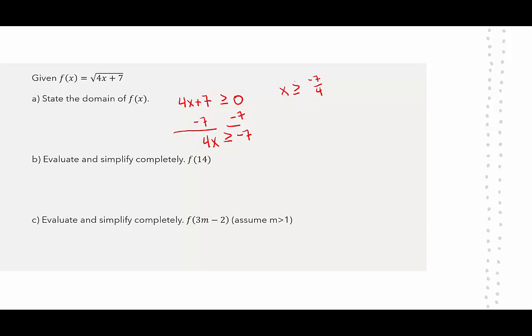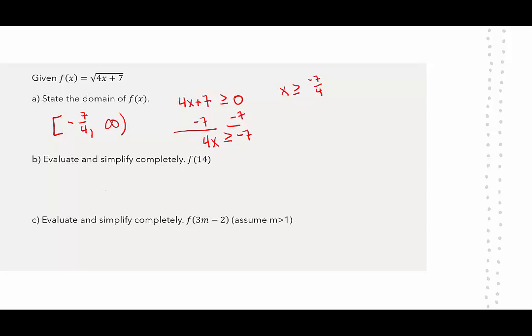We're looking at all of the numbers that are greater than or equal to negative 7/4. So that means I'm going to use a bracket to say we're going to include the endpoint being negative 7 over 4, and then it's all of the numbers bigger than negative 7 over 4, so we just say to infinity. Since infinity itself is not a real number, we close it with a parenthesis, and that's the domain for f of x. Now in letter B, it's asking me to evaluate at a specific value, at f of 14.